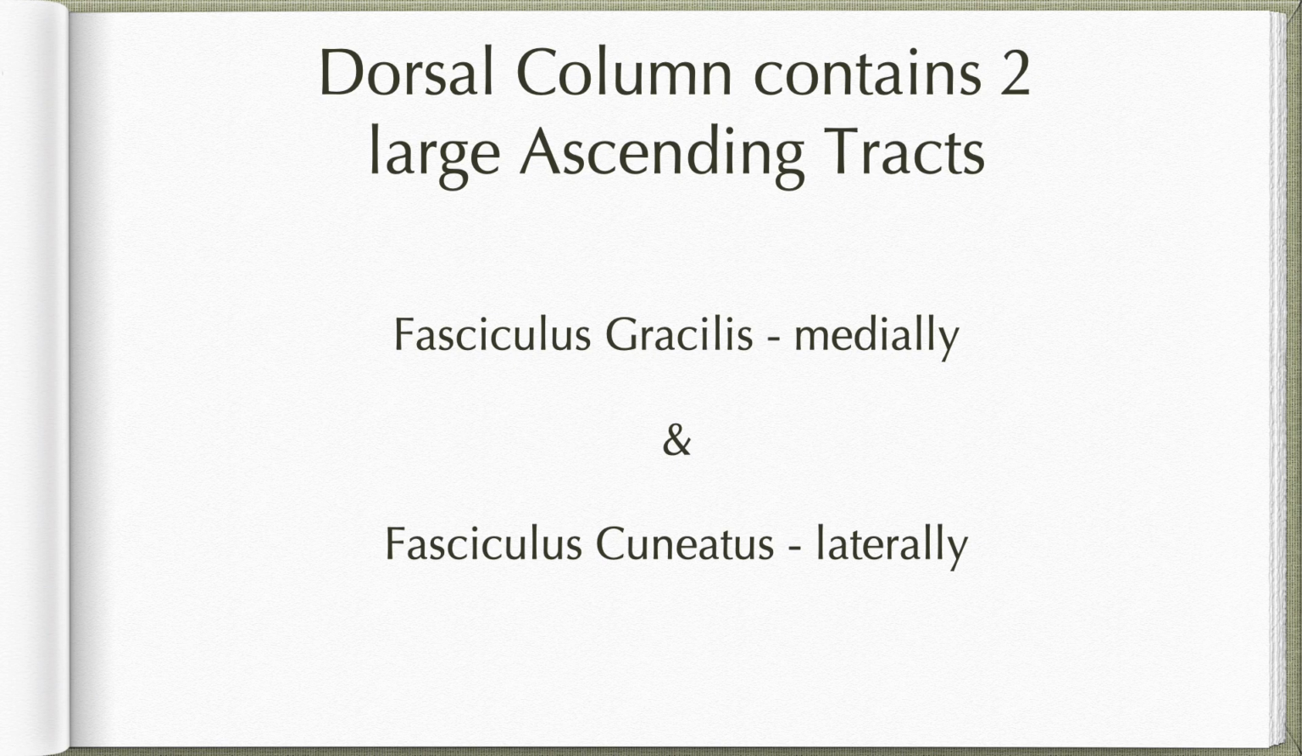The dorsal column contains two large ascending tracts, fasciculus gracilis medially and fasciculus cuneatus laterally. Both these fasciculi are seen only in the upper half of the spinal cord. In the lower half, the dorsal column is entirely made up of fasciculus gracilis.